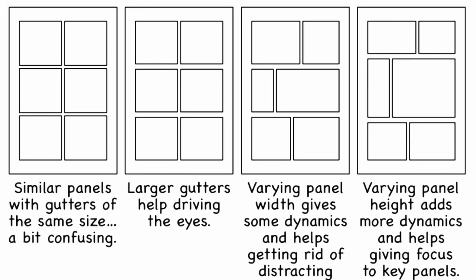Here's kind of what a progression looks like. A lot of times, some people like to work in steps and stages and start with a sketch. So you could start here on the left. Panels are all the same. And then we can change the size of the gutters. So we have some dominance and subordination. We have some things to focus on. Then varying the panel width gives some dynamics and helps get rid of distractions. Finally, varying the width and the height, and you have the most diversity and the most interest. It's easy to understand, and the panels look different.